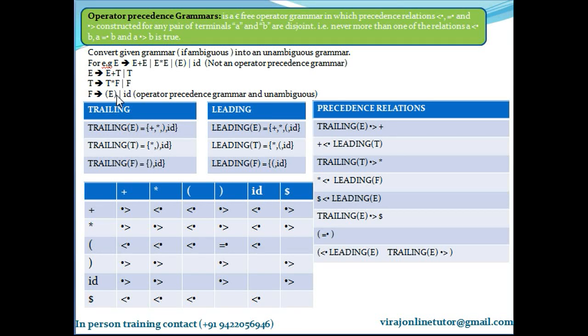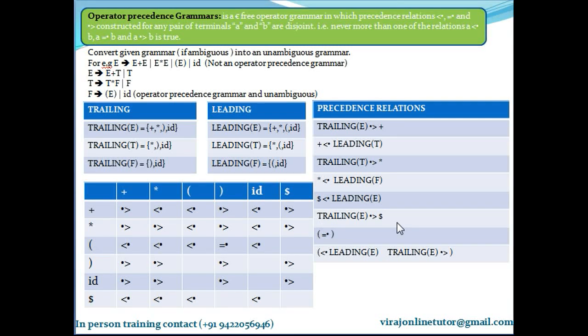So these are the different precedence relations. These are very simple rules to follow for finding out precedence relations. The first rule says dollar is less than leading of the start symbol, that is over here, and trailing of the start symbol is greater than dollar.